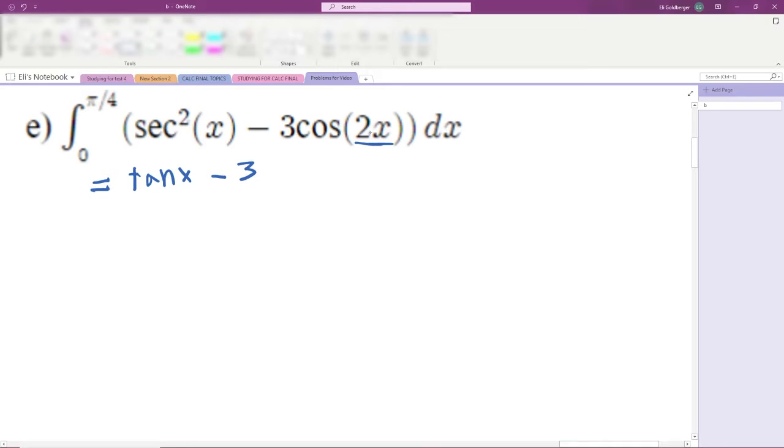But now, when we're trying to solve the integral of cosine of 2x, we can think, okay, what gives you, the derivative of what gives us cosine of 2x?